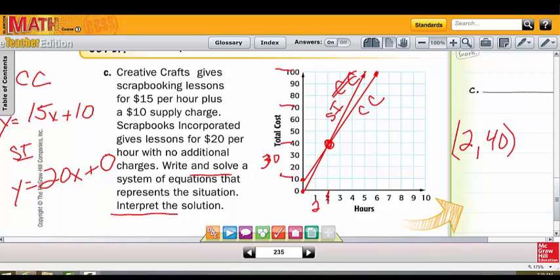And then they ask you to interpret that solution. What that solution means is that if you take lessons for 2 hours, it doesn't matter which supplier you use, whether you use Scrapbooks Incorporated or Creative Crafts, you are going to pay $40 for the service, as long as you take 2 hours. That is the one point where it doesn't matter which company you go with, the charge is going to be the same.